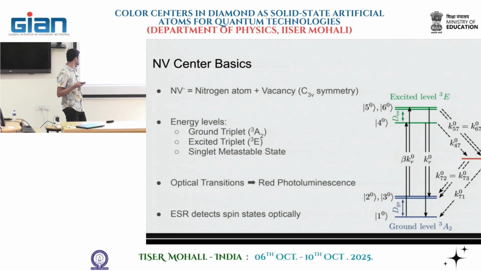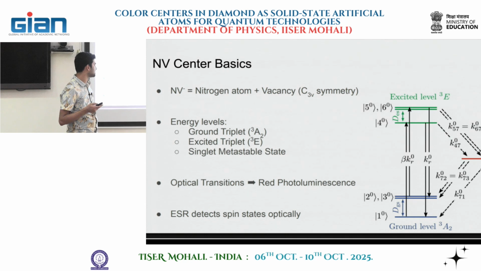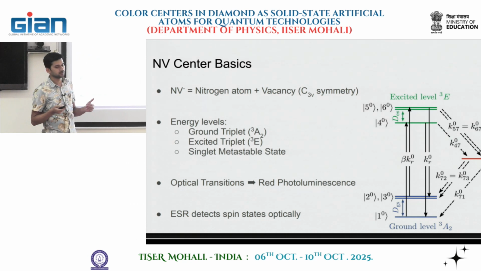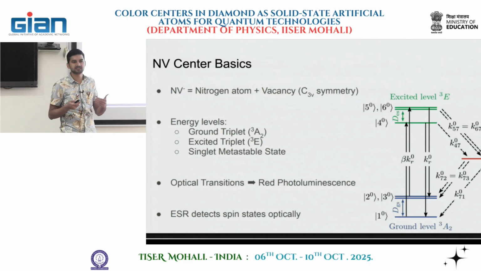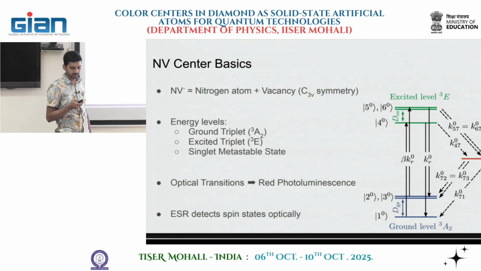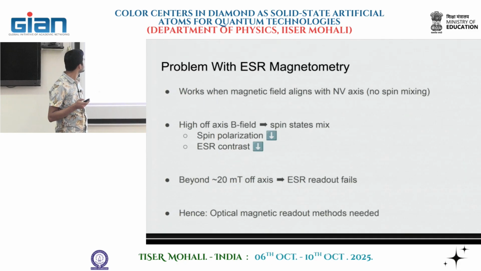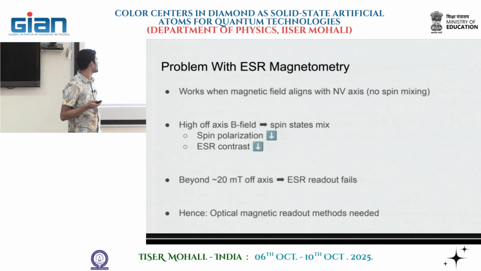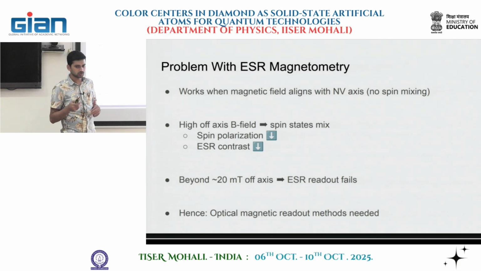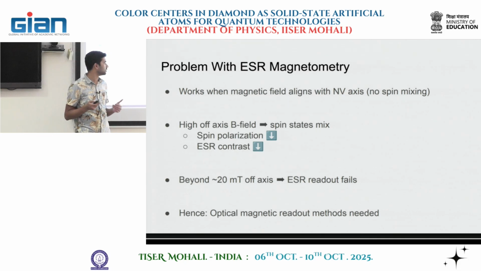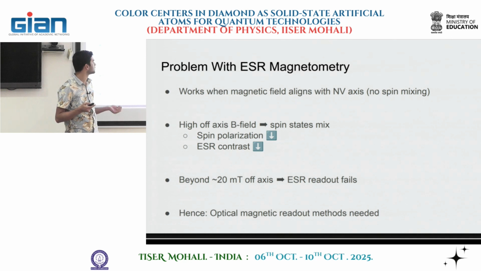And then ESR detects the spin states optically, which means photoluminescence is the basic thing the ESR method relies on to detect the magnetic field. The problem with ESR magnetometry is this: if the magnetic field is aligned parallel to the NV center axis, then you will have a good magnetic field measurement, and the spin states will not mix. We will see it in the Hamiltonian, which we will discuss in the next slides.